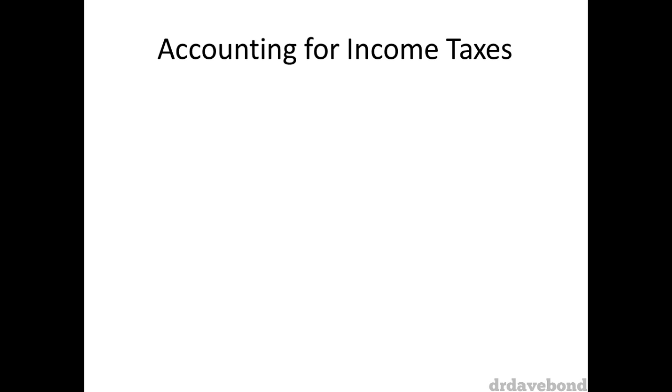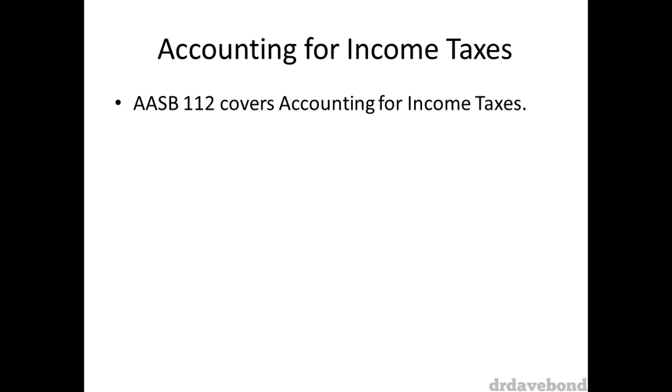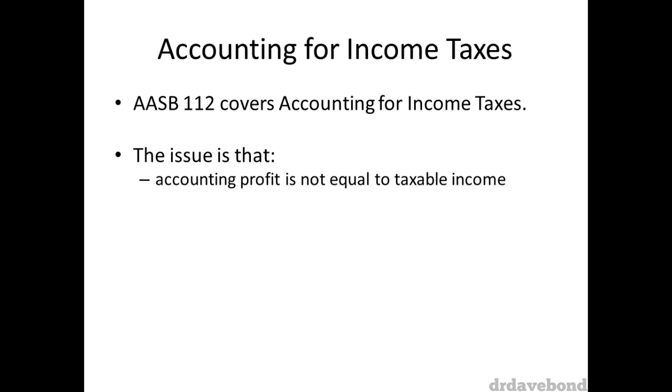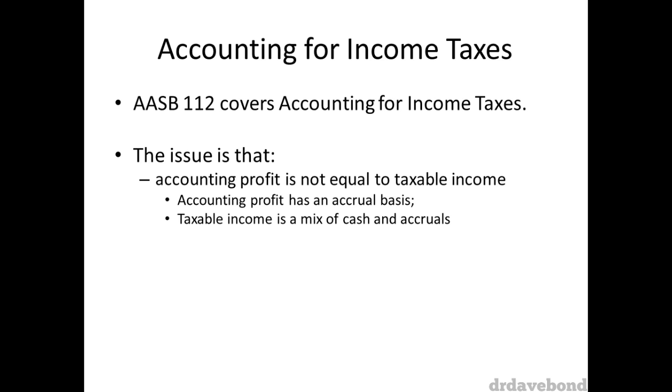Welcome to a short video on accounting for income taxes. AASB 112 is the standard which covers accounting for income taxes. The accounting issue in relation to accounting for income taxes is that accounting profit, as determined using the accounting standards, is not the same as taxable income as determined using tax legislation. Accounting profit is based on accrual accounting, whereas taxable income is a mix of cash and accruals.